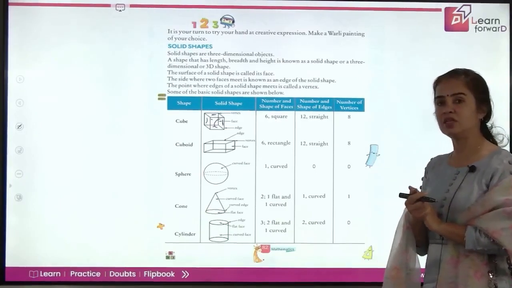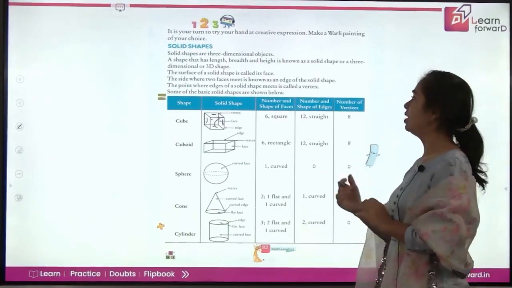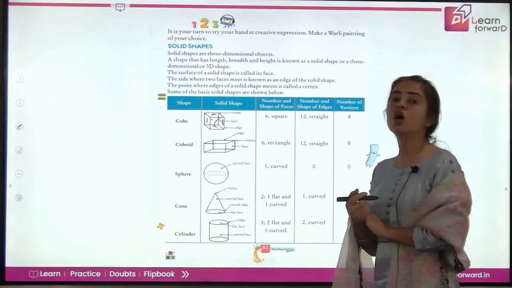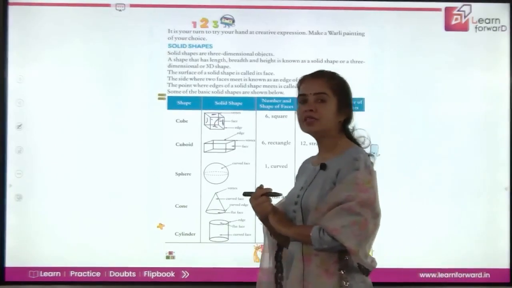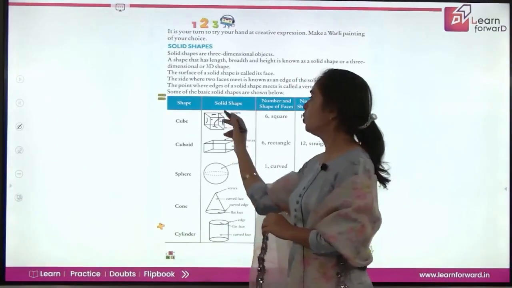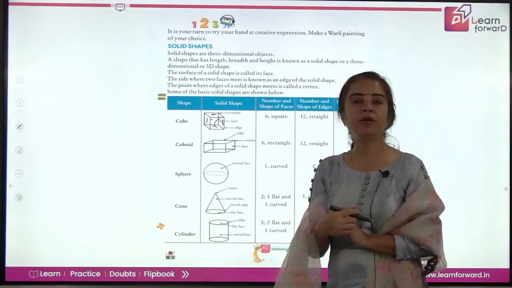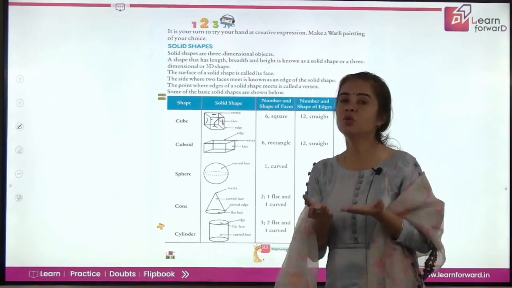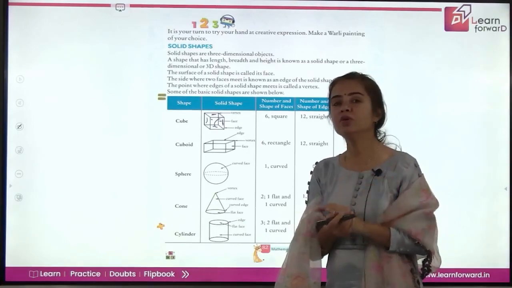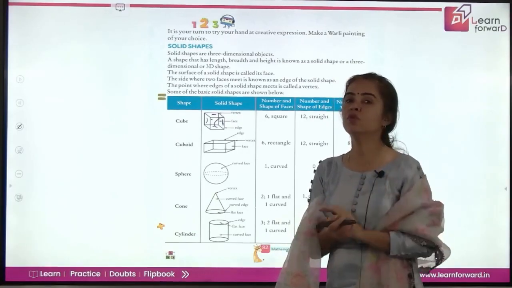They are identical squares. Now, how many edges are there? So how many sides are there? Let us make this counting easier. You have a square at the top. So how many sides? 4. You have a square at the bottom also. How many more sides? 4. So 4 plus 4 is 8.